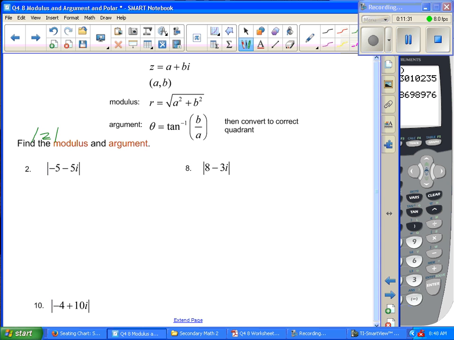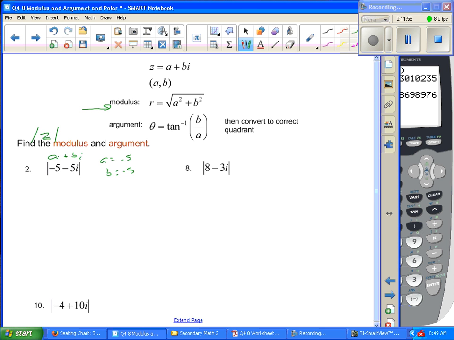That just means find the modulus. So that's what we're going to do. My A, I'm just going to write off to the side. Remember, it's A plus B i. So my A is negative 5. My B is negative 5. I'm ignoring the i, because I don't use the i in any of my formulas up here.